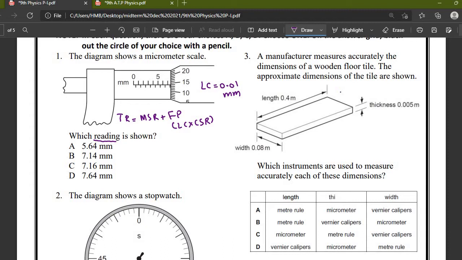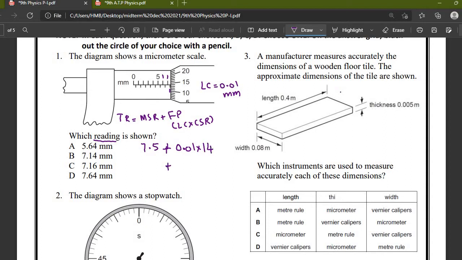Let's see the main scale reading. As we can see, the main scale reading is 5, this division is 6, and this division is 7, and we can see a half division on the lower side of the scale, that is equal to 0.5 division. So main scale reading is 7.5. Least count multiplied by circular scale reading: the least count in this instrument is 0.01 multiplied by the circular scale reading, that is equal to 14.